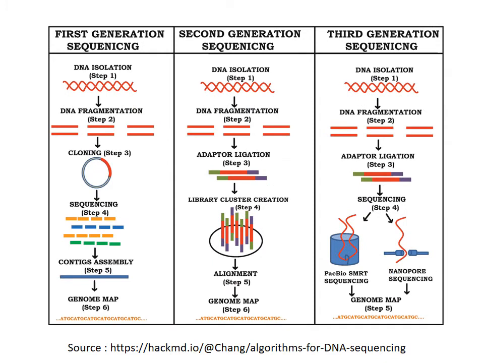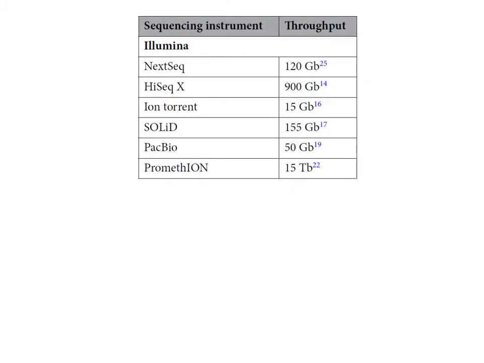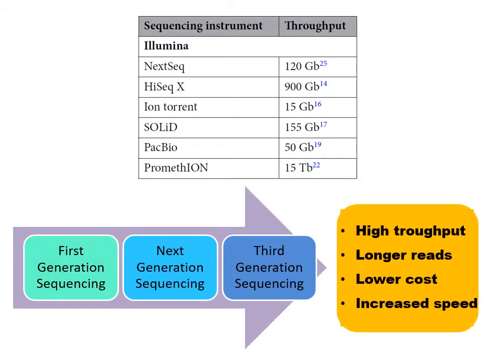DNA sequencing has evolved over time to encompass first-generation sequencing, followed by next-generation sequencing, and recently third-generation sequencing. Several sequencing instruments have been introduced, each with higher throughput compared to the one preceding it. First-generation sequencing followed by next-generation sequencing as well as third-generation sequencing has led to high throughput and longer reads produced at a lower cost and increased speed.